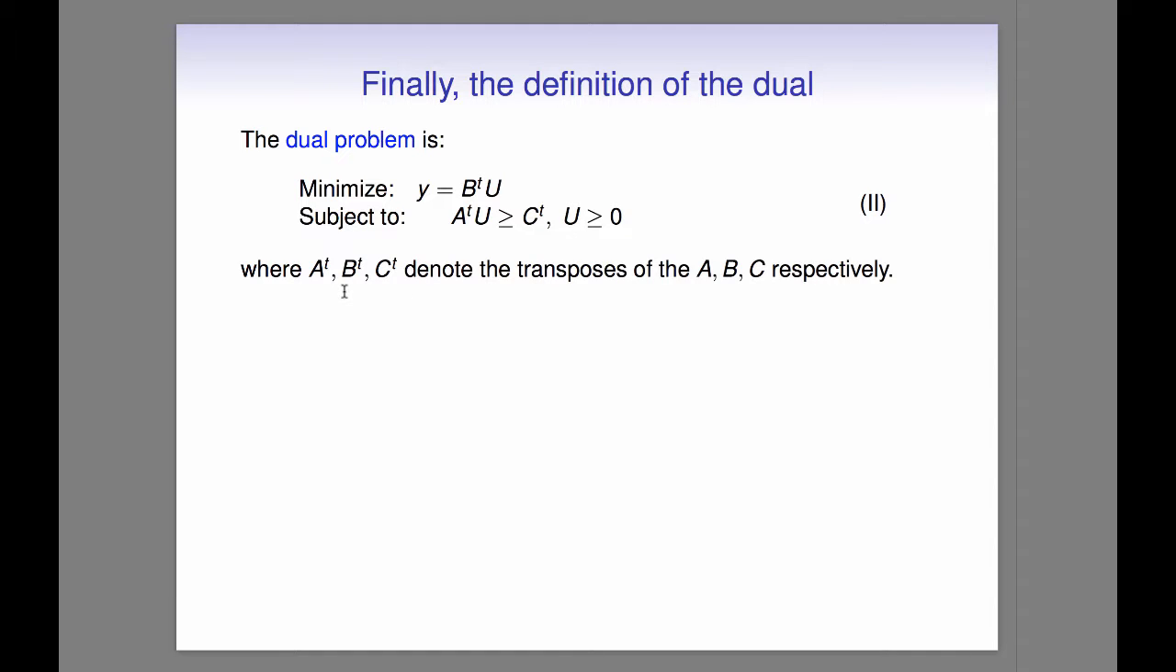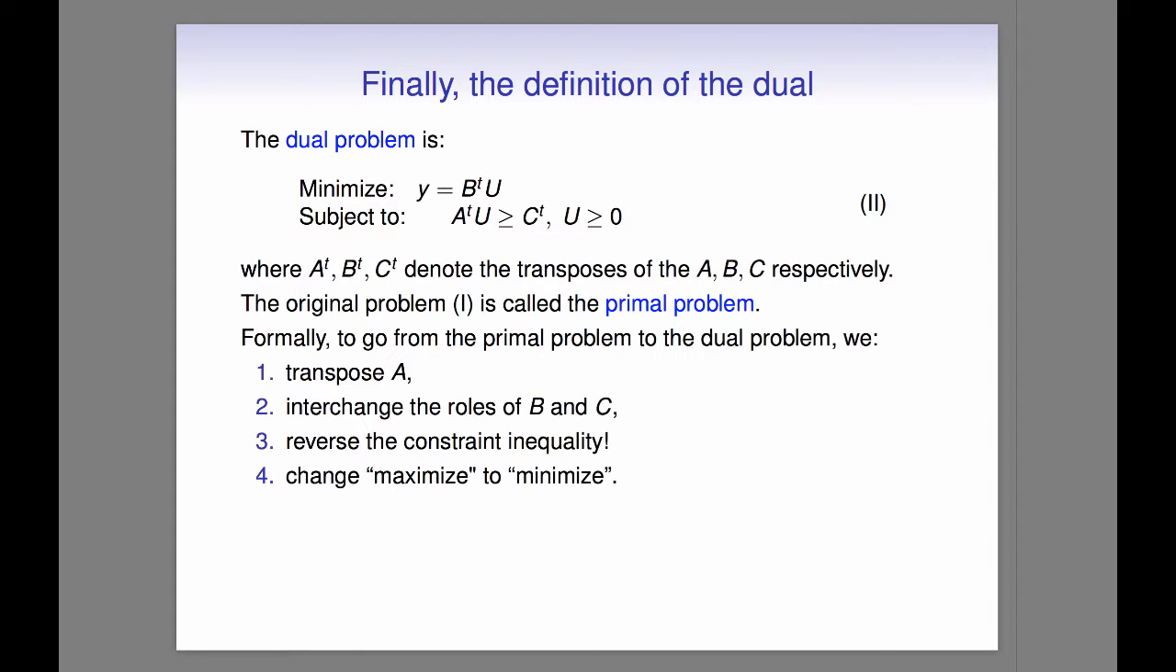Remember, the transpose of a matrix is the matrix you get just by reflecting in the diagonal. So in particular, a transpose of a column vector will be a row vector. The transpose of a row vector will be a column vector. The original problem is called the primal problem, and its dual is called the dual problem.